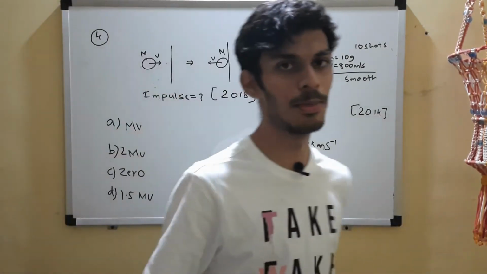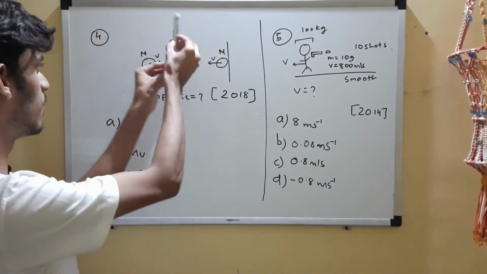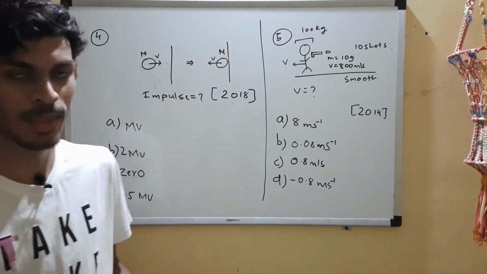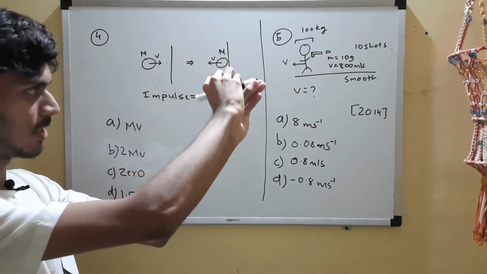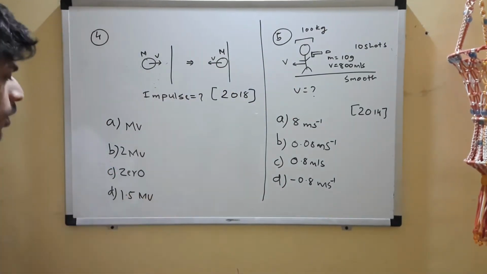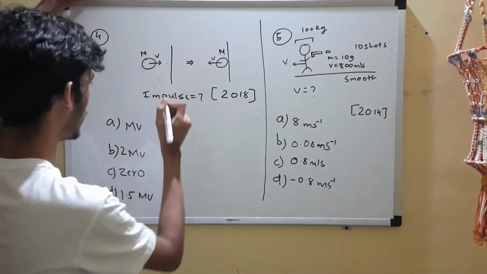Rebound simply means it will come back to you with the same speed, or the velocity will be flipped by 180 degrees. Magnitude is not changed. Speed is same, just the direction is changed, towards you. Now you are supposed to report the impulse. So as I said, very straightforward questions, right?